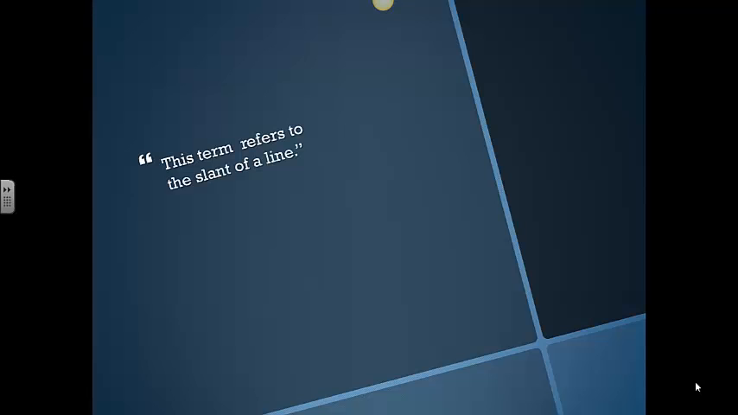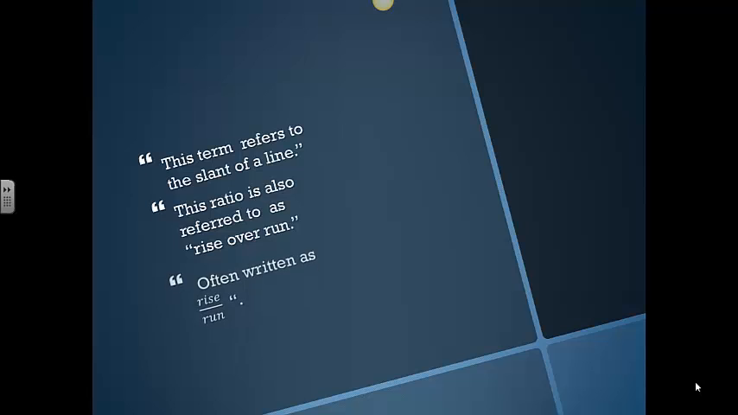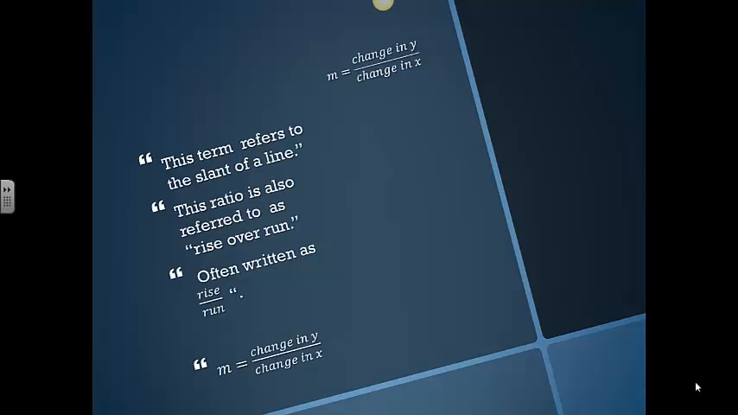All right, this term refers to the slant of a line. The ratio is also referred to as rise over run. It's often written as a fraction with rise being on the numerator and run the denominator. And sometimes you may even see it as the change in y over the change in x. Remember that M stands for slope. So slope is the slant of a line. That's what we're talking about.